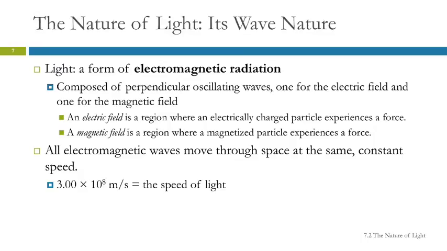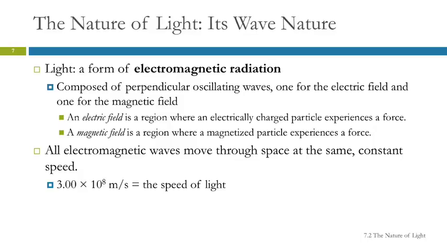So electromagnetic, it has an electric field and it has a magnetic field, and these fields are traveling through space. And that's what light is. It's a form of energy. So it's got perpendicular, meaning at right angles to each other, oscillating waves, meaning they're going up and down. They're increasing and decreasing. An electric field is a region in which if you have an electrically charged particle, it will experience a force. It'll be attracted or repelled by the electric field. A magnetic field is where a magnetized particle experiences a force.